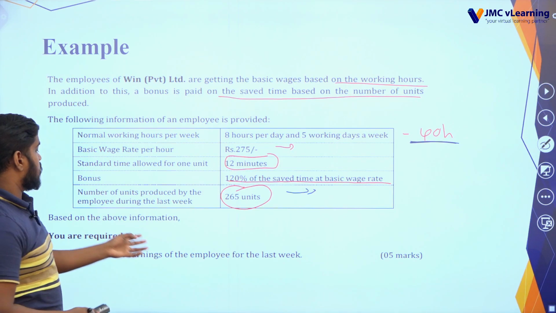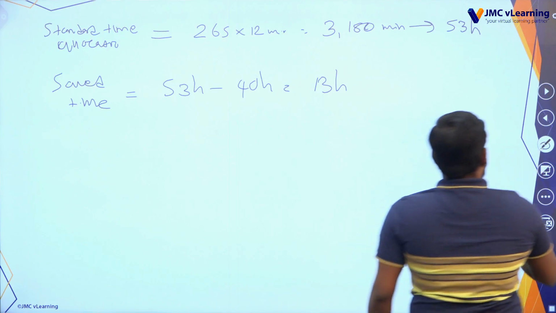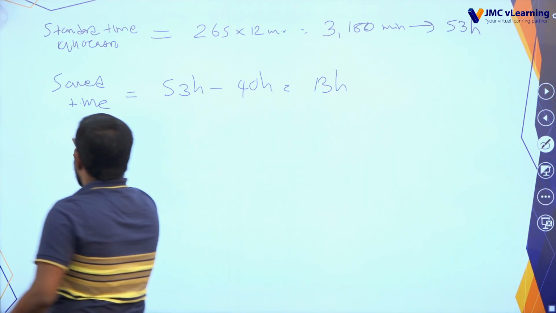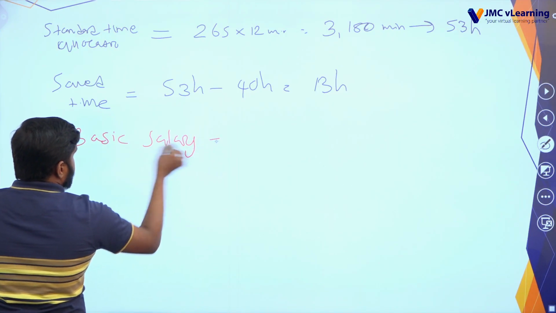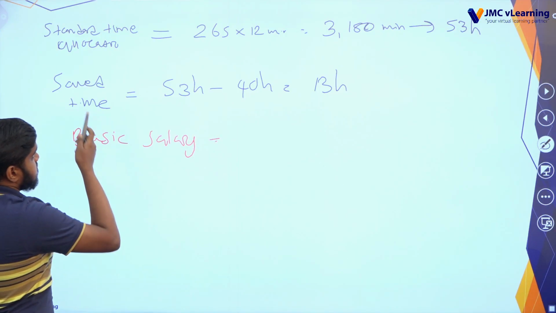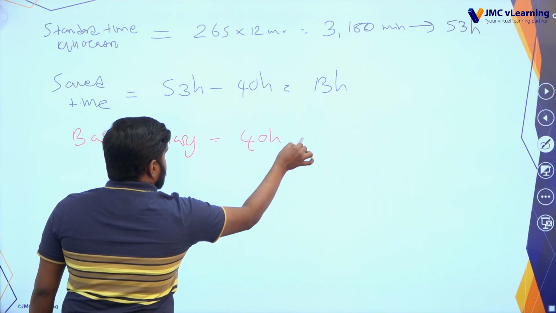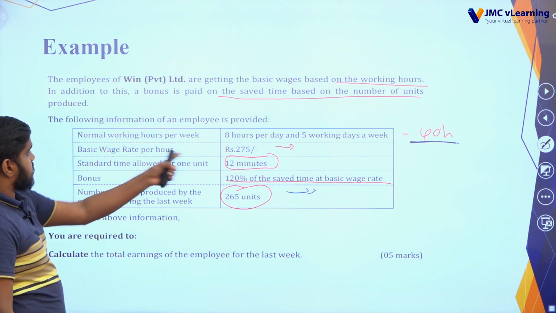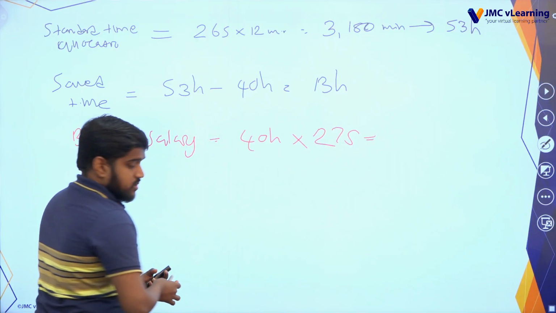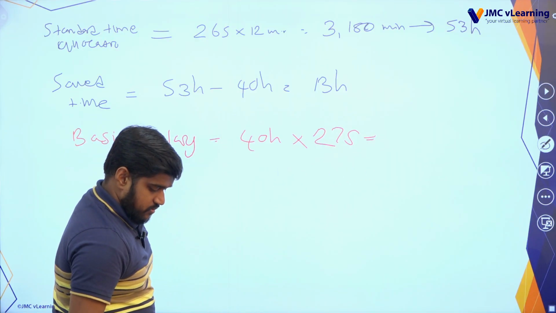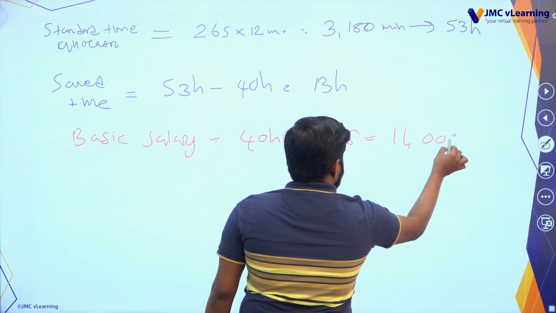Then they ask to calculate the total earning of the employee for the last week. First we need to get the basic salary. Our total work hours are 40 hours, and our standard rate per hour is 275. Then 40 multiplied by 275, so our basic salary is 11,000.